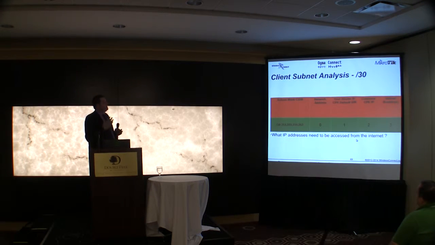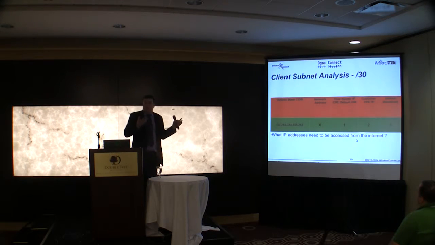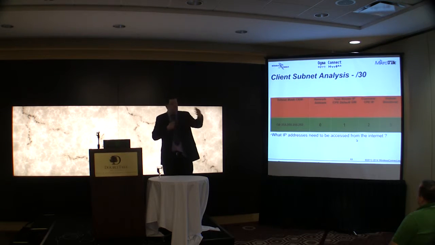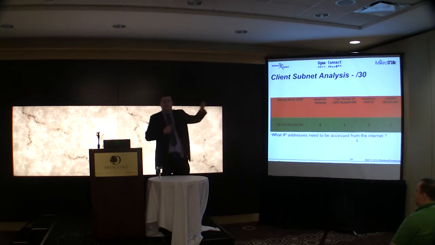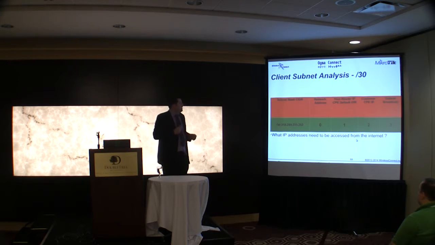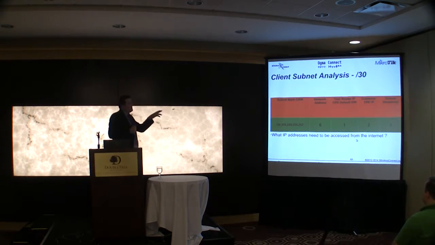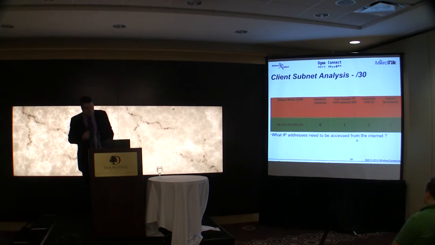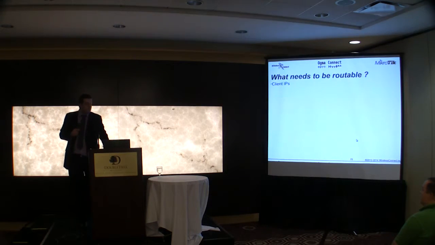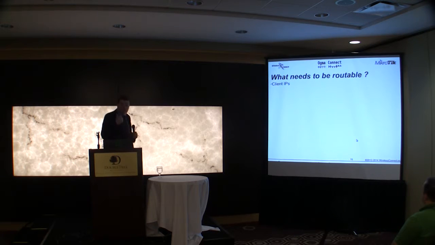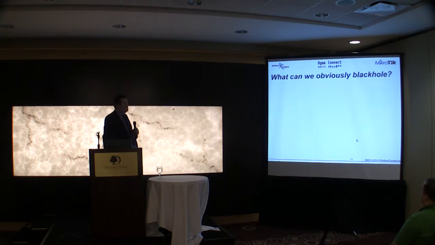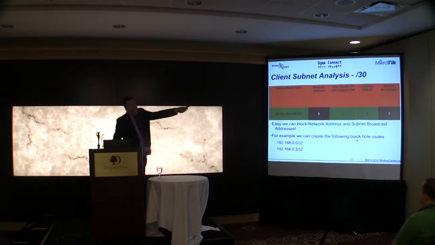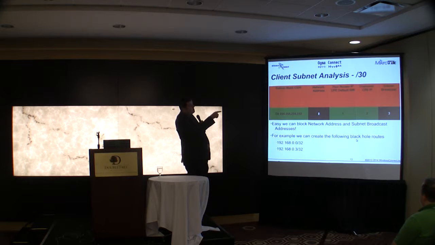I'm going to talk about just a small sample, a /30 network. You have some business, you're providing a link, so you have a MikroTik client unit plugged into their firewall, okay? If we look at that, we can ask what we could blackhole in that subnet. We've got 4 IPs there, from 0 to 3. What needs to be routable? The client's IP needs to be routable, okay? But what else can we obviously blackhole? Well, we can blackhole the network address, and we can blackhole the subnet broadcast address.